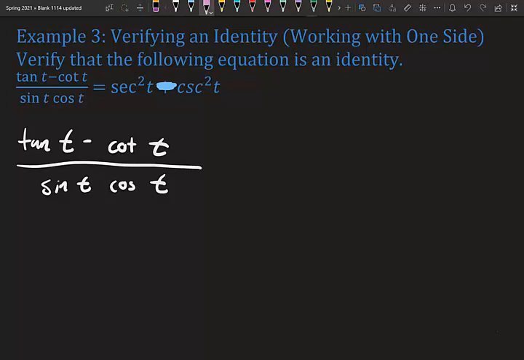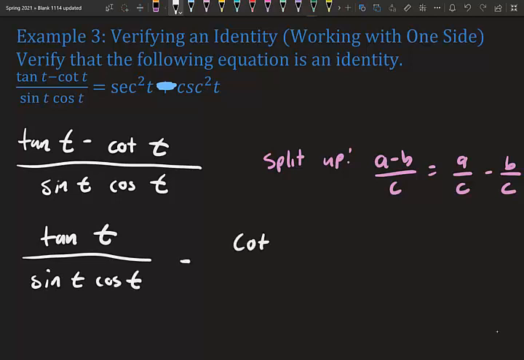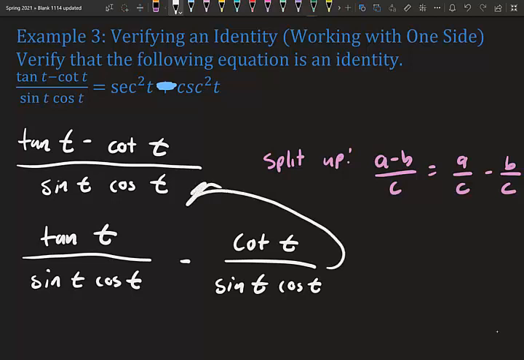So what we're going to do is just split it up. How we split it up, it's using that little formula, a minus b over c is the same thing as a over c minus b over c. So we're going to split this up. So we have tangent t over sine t cosine t minus cotangent t over sine t cosine t. So we split it up into 2 because that's where they originally came from. You would usually go here to here, but we're just going backwards now. Okay, so we're getting there. Now we have 2 equations. We are getting there slowly, very slowly.